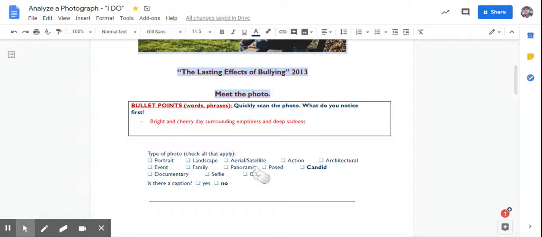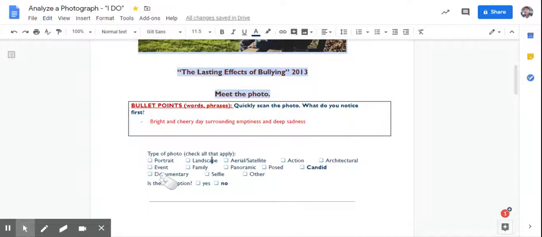The next one is aerial or satellite. Here's an example of aerial, which is pretty much produced from the air. We see this when we look at Google satellite. This appears to be a section of a town, looks pretty residential. So, way up in the air.